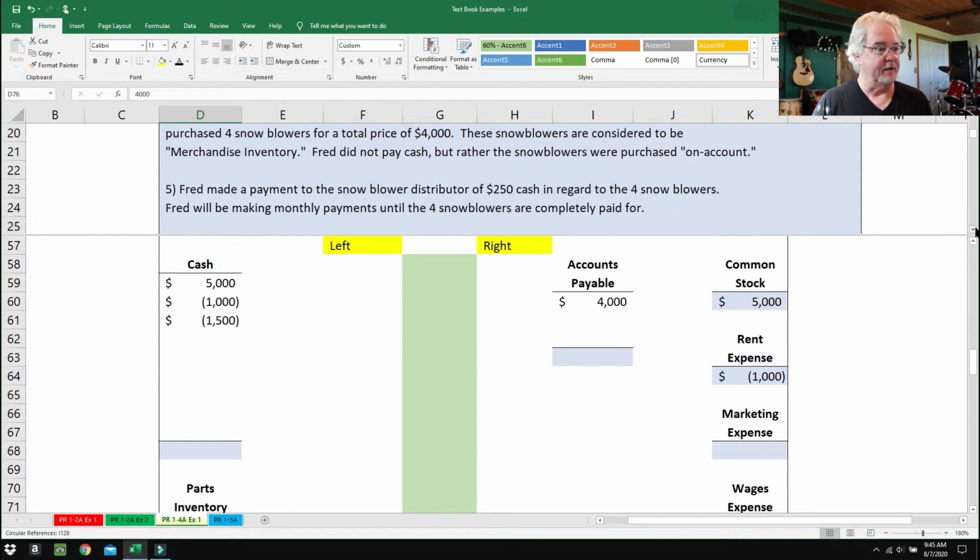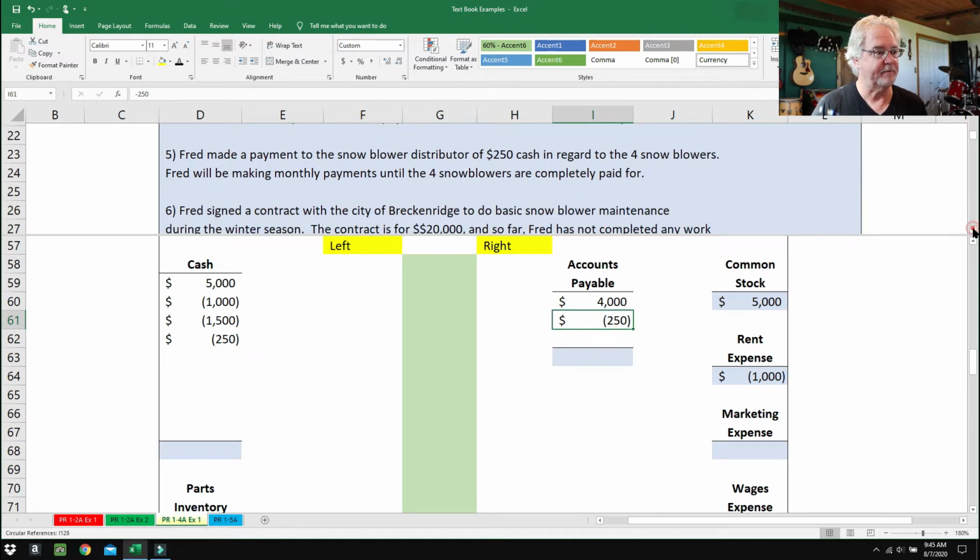Okay. Number 5. Fred made a payment to the snowblower distributor of $250 cash in regard to the 4 snowblowers. Fred will be making monthly payments until the 4 snowblowers are completely paid for. So Fred is paying $250. So he's got a negative $250 on the left. We need a negative $250 on the right. Now Fred is paying down some of the debt. Here we go. Look at that. Negative 250, negative 250. We all balance.